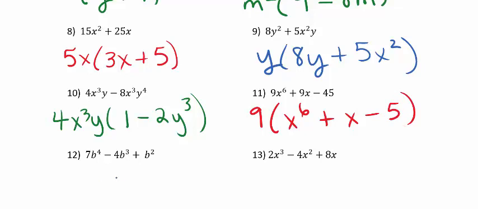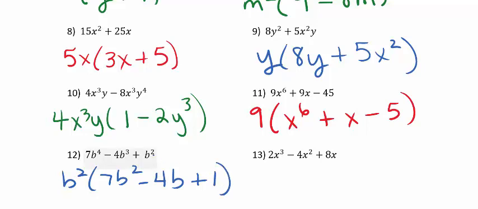We can pull out of all of these, there's no number I can take out of each, but b squared is the greatest common factor I can take out, and we'd be left with 7b squared minus 4b, b squared times b, and then plus 1, because we need b squared times 1 to give us this term back.